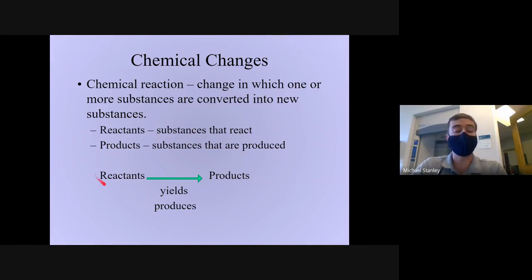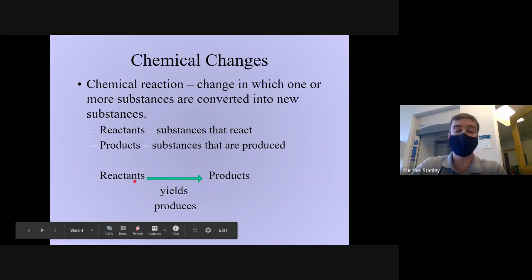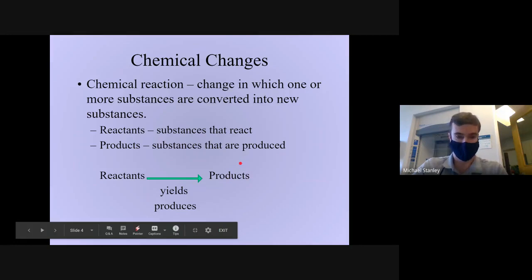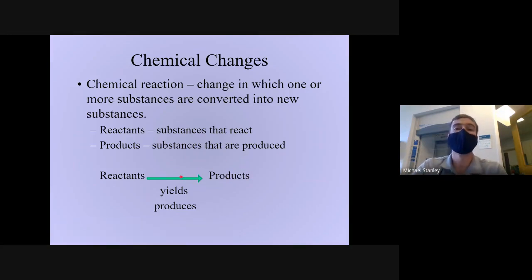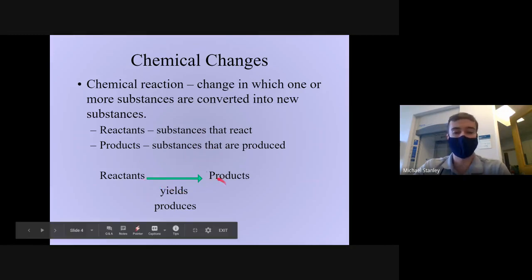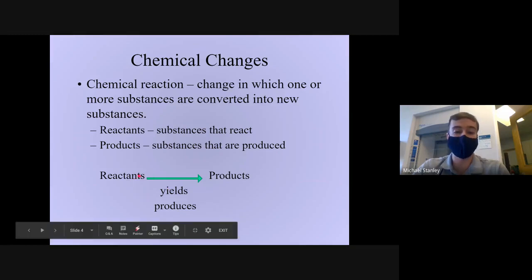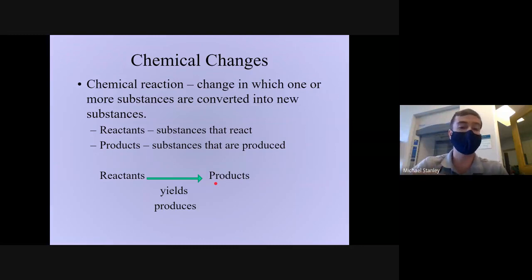All right, so we start with our reactants, and then the chemical reaction happens, and we make our products. So the arrow here, a lot of times when you see a chemical reaction written out, it'll look kind of like a math problem, only instead of an equal sign, it'll be an arrow, like this one. And so the arrow just means that the reactants yield, or the reactants produce the products. So our reactants are our starting material, and our products are our ending material.